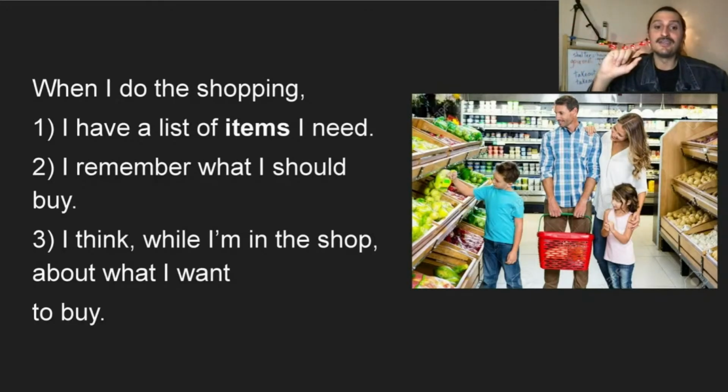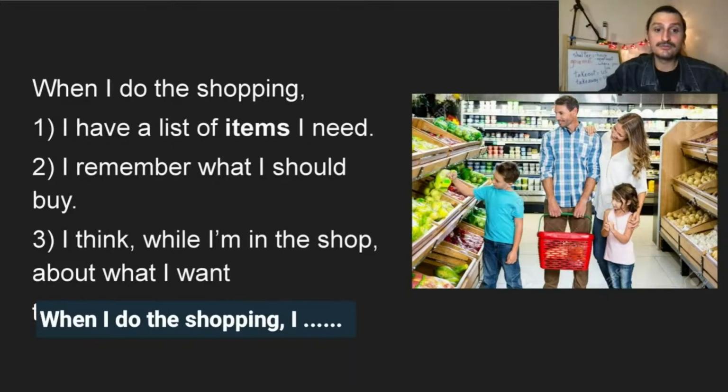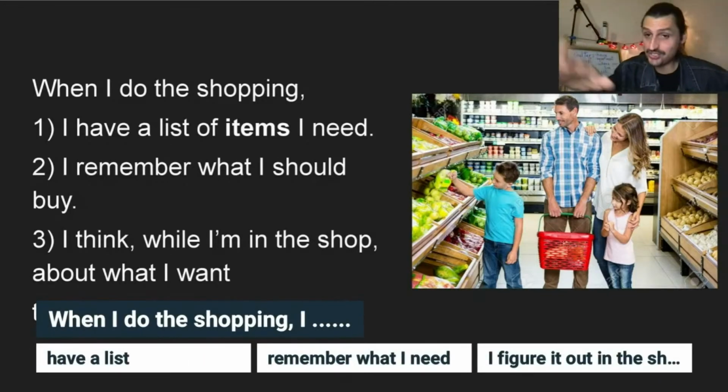The third option is I think while I'm in the shop about what I want. Meaning, you don't plan. You just show up and then you figure it out. Oh, this looks good. Oh, wow, this is on discount. So I can buy this, right? So a shopping list. Oh, so Chris has a shopping list only for Christmas. Daniel says only buys what's necessary. That's very smart. Because sometimes I go to the grocery store and I overspend.